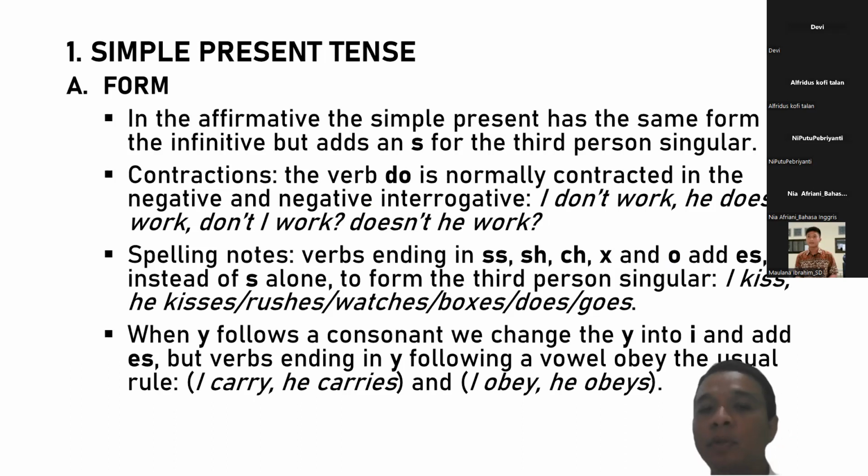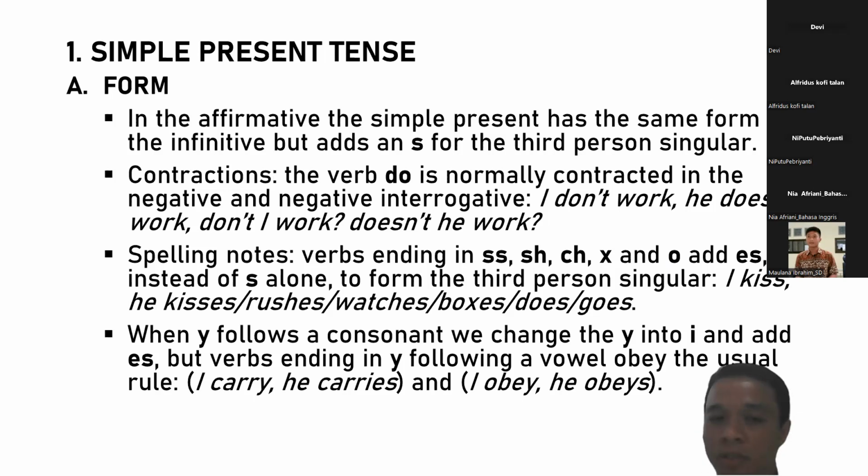Contractions. The verb do is normally contracted in the negative and negative interrogative. For example, I don't work. He doesn't work. Don't I work? Doesn't he work? Okay. All of those are called the contracted form.